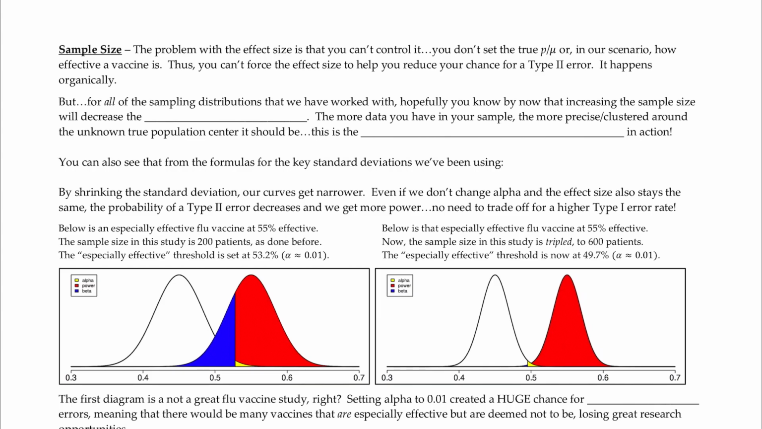But for all sampling distributions that we've worked with so far, hopefully you know by now that increasing the sample size will decrease the standard deviation, or variability. The more data you have in your sample, the more precise, clustered around the unknown true proportion center it should be. This is the central limit theorem.